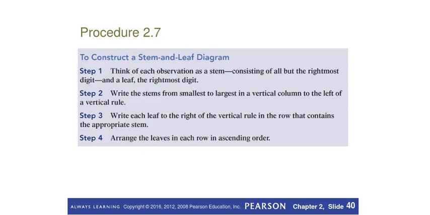So the way you think of each observation is a stem consisting of the leftmost digit and a leaf, which is the rightmost digit. Sorry, left and right. Actually, the stem should be the leftmost digit. I don't know why the slide says rightmost; I think that's a typo. Write the stems from smallest to largest in a vertical column. Write each leaf to the right and arrange those leaves in ascending order.